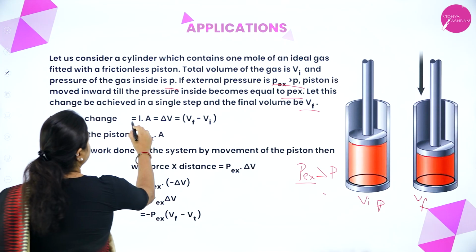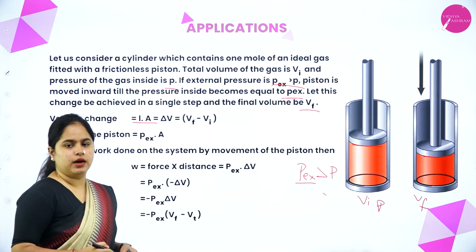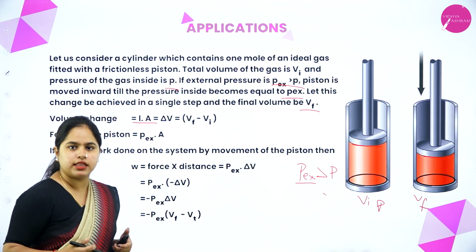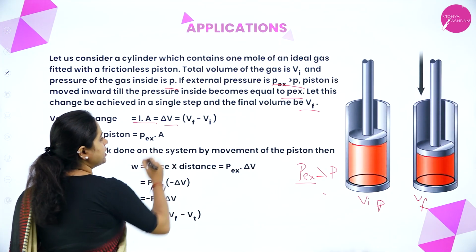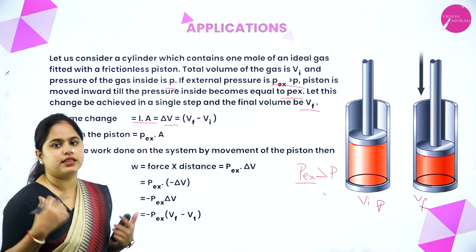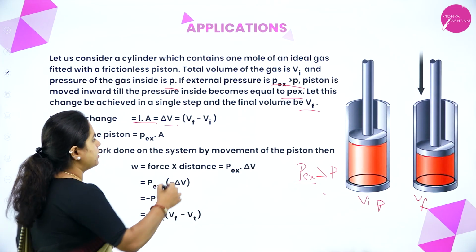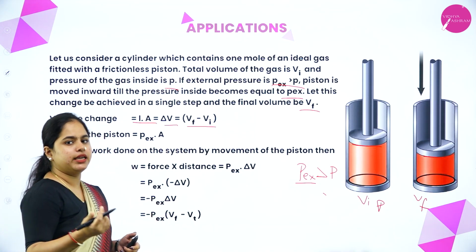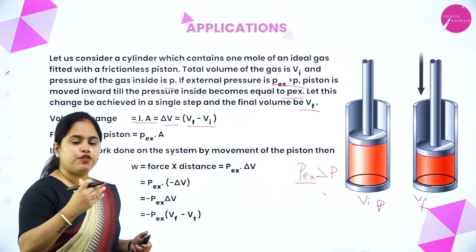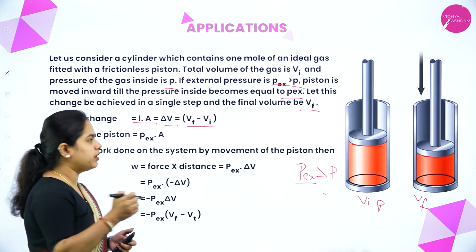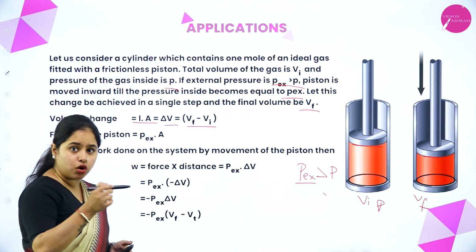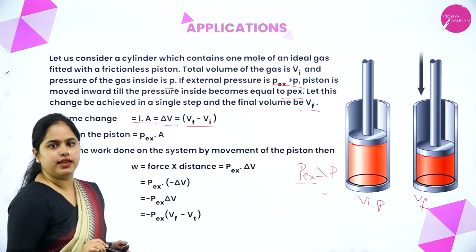Now the volume changes, length into area, right? Volume is, what it is, length into area, or else you can also write it as delta V. What is delta V? It is the change in volume. That means V final minus V initial. So the difference between the final and initial volume will give you the change in volume, which is also equal to length into area. Right.